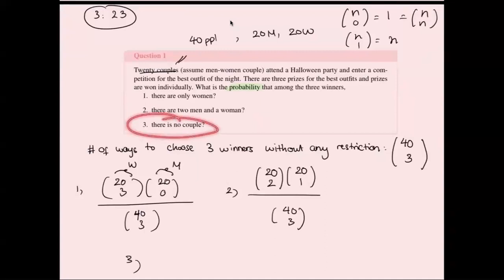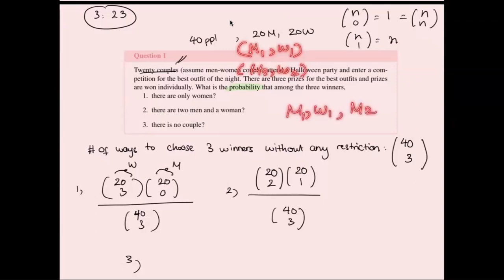If we come back to this one, the restriction is that there is no couple. For example, if you have 3 winners, and let's say we have couples as man 1, woman 1, man 2, woman 2, something like that, the winners can be man 1, woman 1, and man 2, right? Then among the 3 winners, there is a couple in this case. But we want no couple, which means we want the three winners to come from three distinct couples.